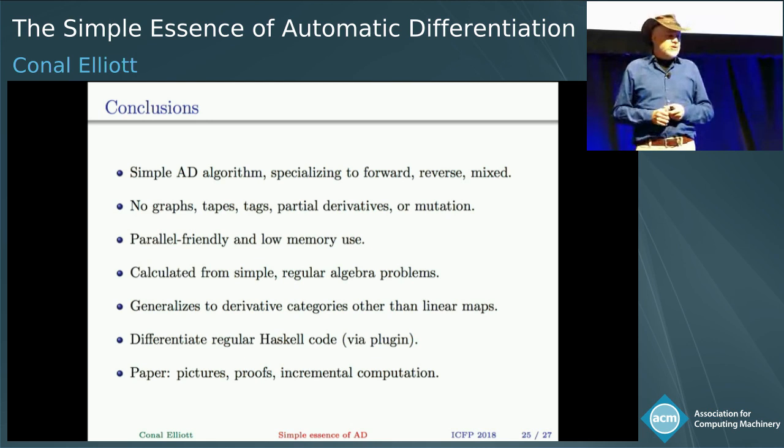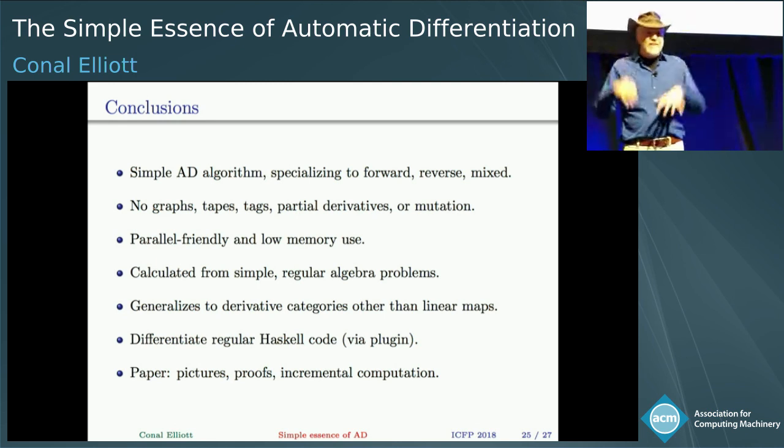Unlike the algorithms in the literature, they're very simple. No graphs, no tapes, perturbation tags, partial derivatives, or mutations, certainly not mutation. They're intrinsically parallel friendly, and they're calculated from very simple, compelling specifications, from solving algebra problems that are given by these specifications. They generalize to all kinds of representations of derivatives, as well as things that aren't linear maps at all. Okay? And then they're easy to use because you can simply write Haskell code and differentiate.